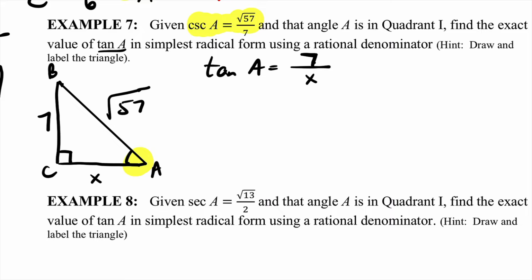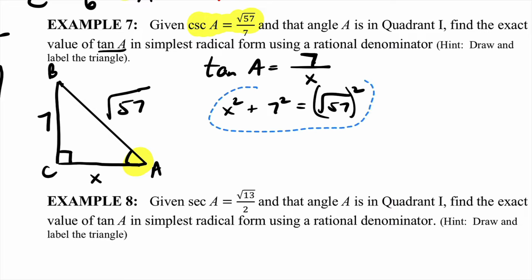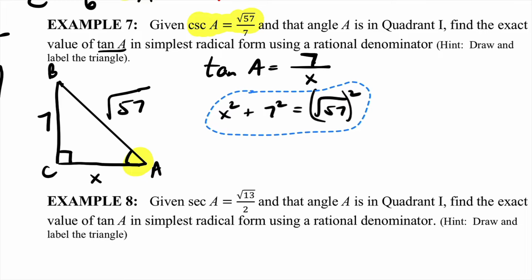Well, I'm going to have to use leg squared plus leg squared equals hypotenuse squared. So what am I missing? What's the x? Is the x a leg or is it a hypotenuse? Leg. So you can go x squared plus 7 squared, or 7 squared plus x squared. It doesn't matter which leg you put first, as long as the hypotenuse goes on the other side of the equal sign.